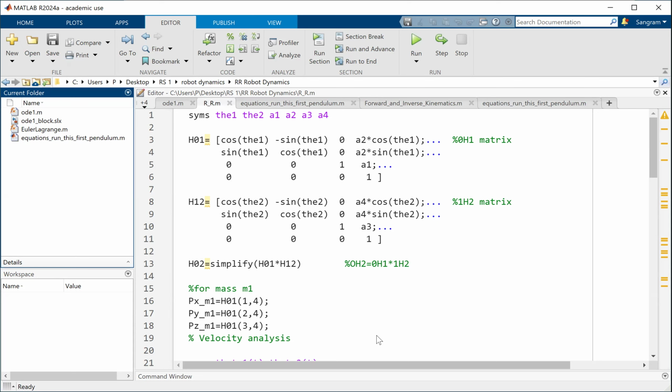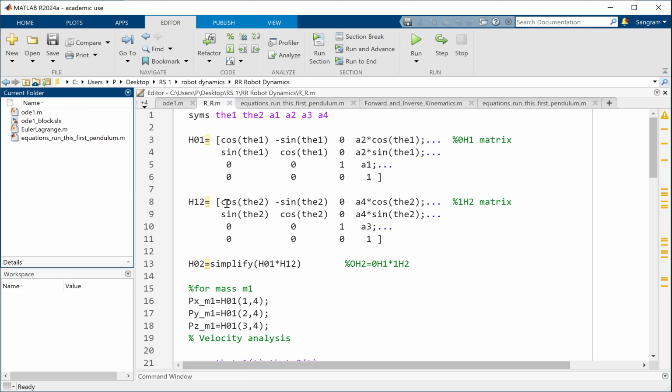Okay, everyone, any other questions? Okay, now what we have here is the exact same thing that we solved in few classes ago. We have the RR robot. There is theta 1 and theta 2. A1, A2, A3, A4 are the links. Now you can see 0H1 matrix is shown over here, which is same as the matrix that we derived.